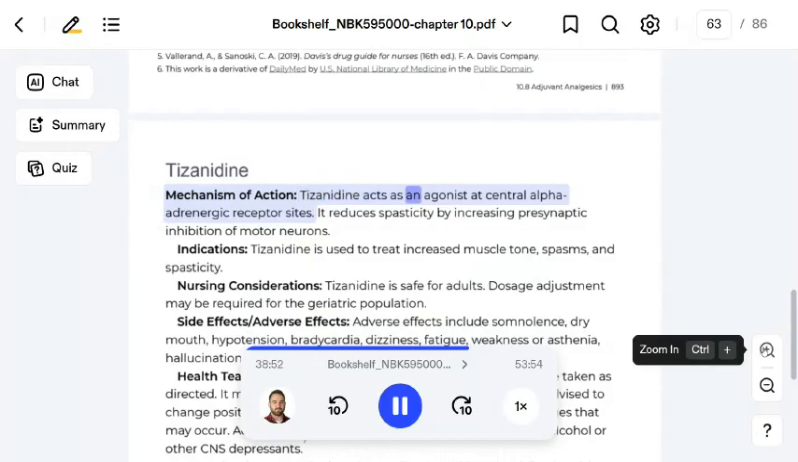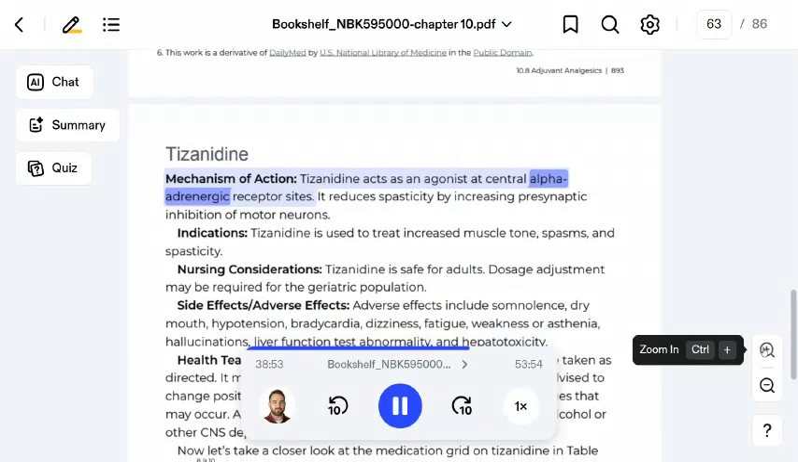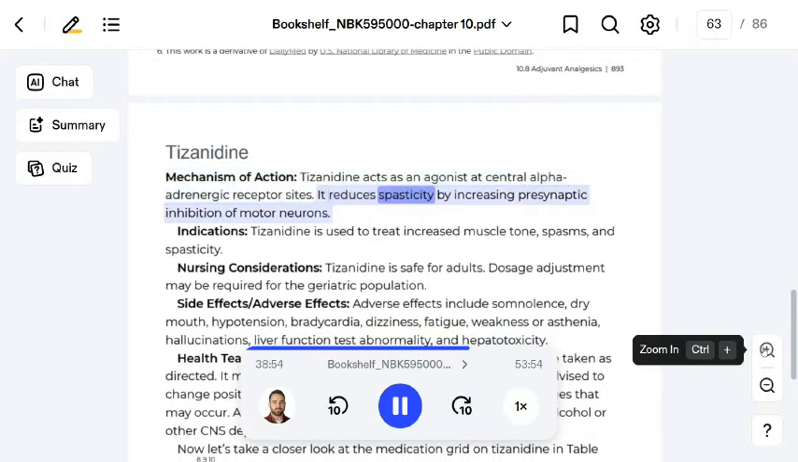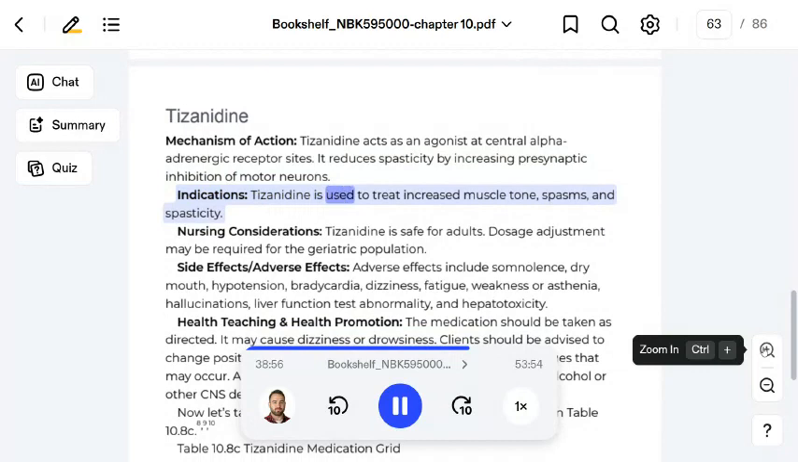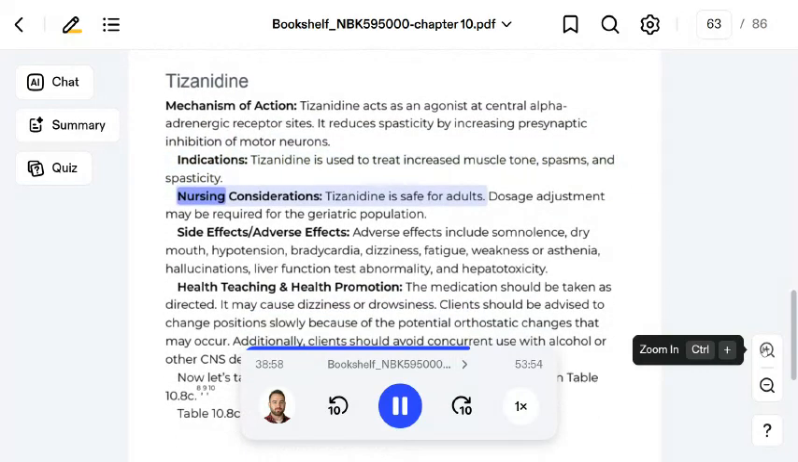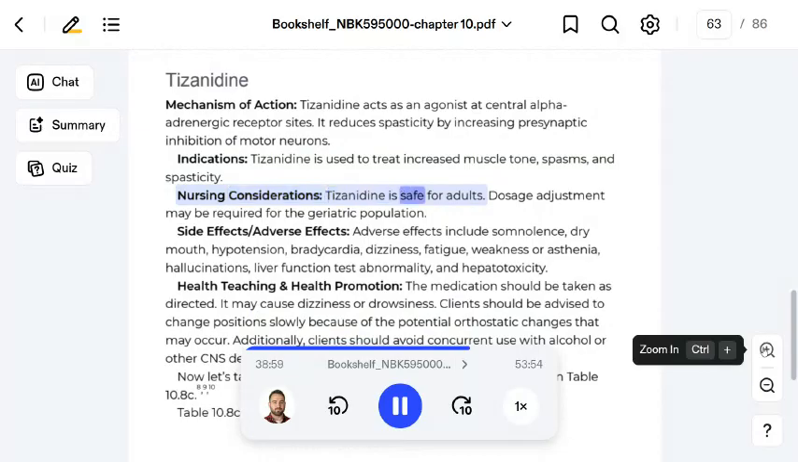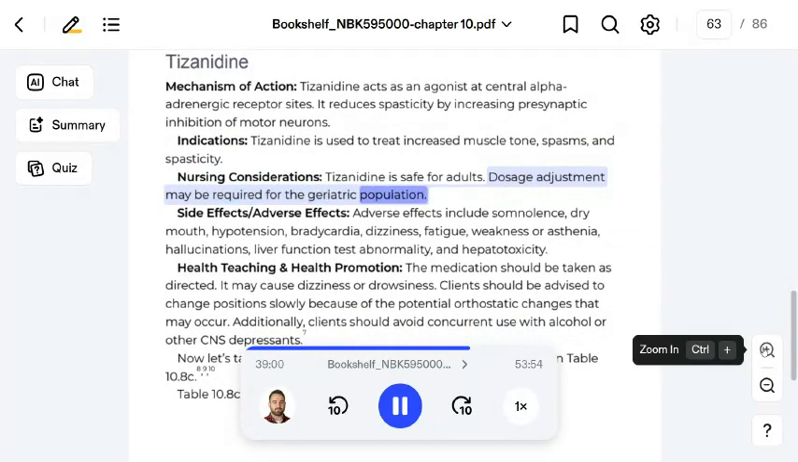Tizanidine. Mechanism of action. Tizanidine acts as an agonist at central alpha-adrenergic receptor sites. It reduces spasticity by increasing presynaptic inhibition of motor neurons. Indications: tizanidine is used to treat increased muscle tone, spasms, and spasticity. Nursing considerations: tizanidine is safe for adults. Dosage adjustment may be required for the geriatric population.